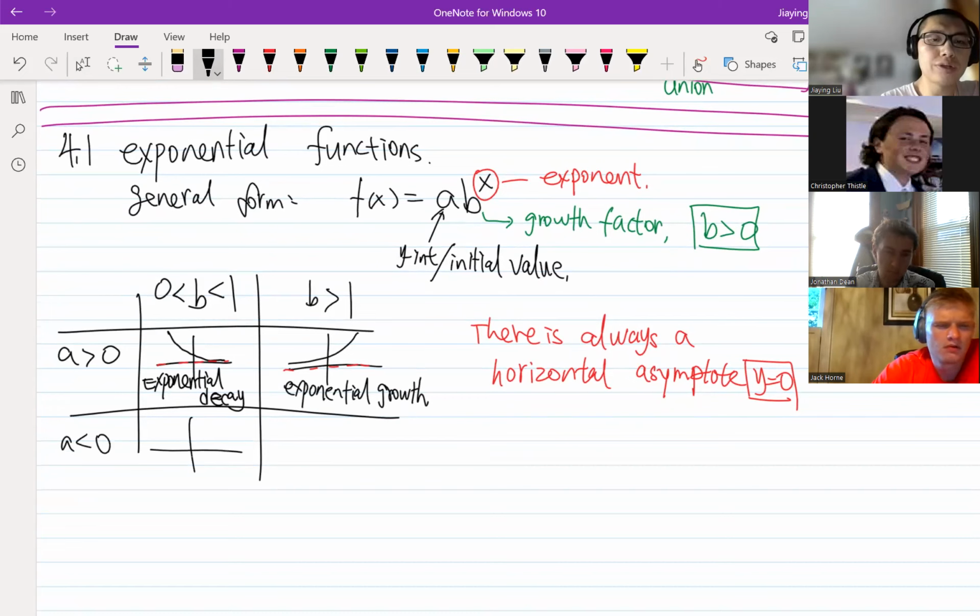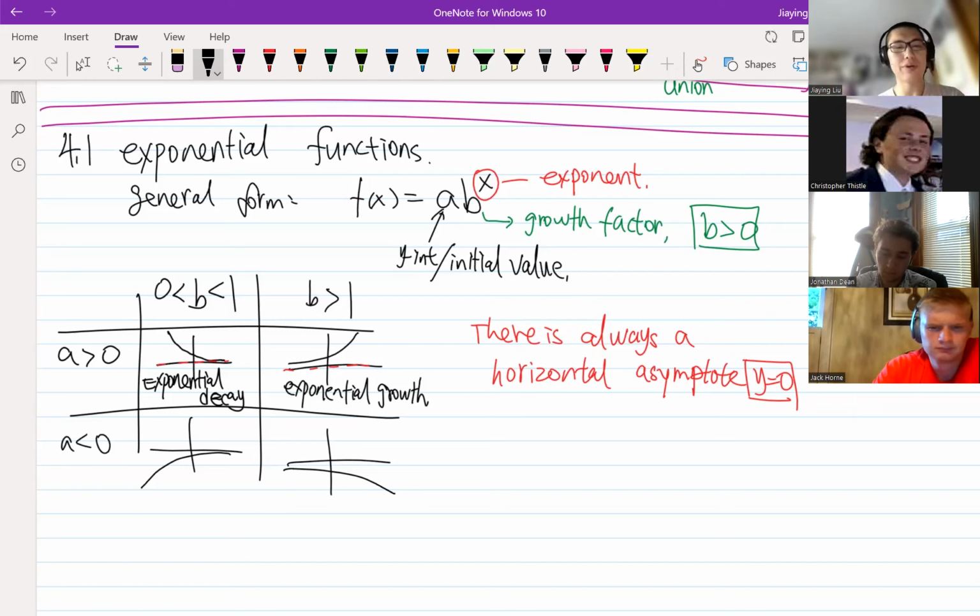And we usually don't talk about those functions because they're not quite as simple as exponential decay or exponential growth, because they're a reflection of those exponential functions. We don't really talk about them that much, but you should know what the graphs look like, or at least be able to create them if you memorize the graphs when a is positive.